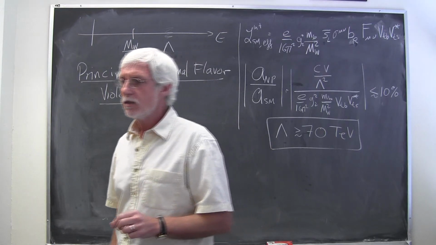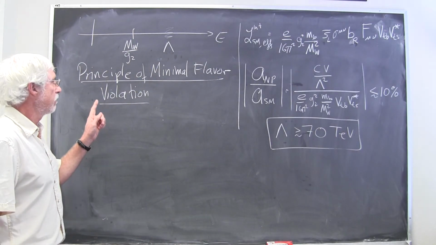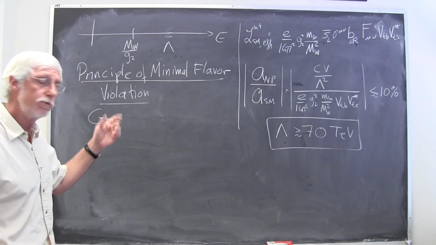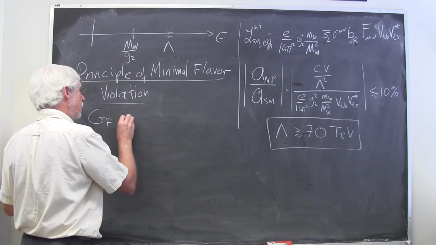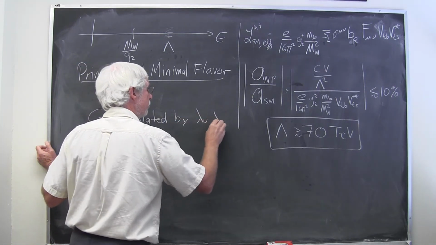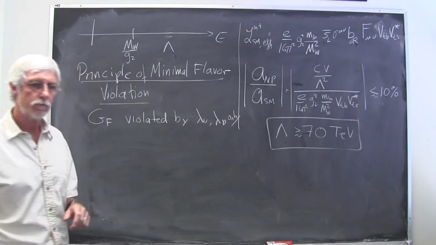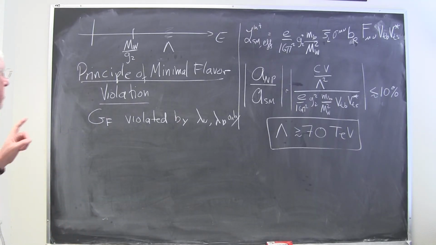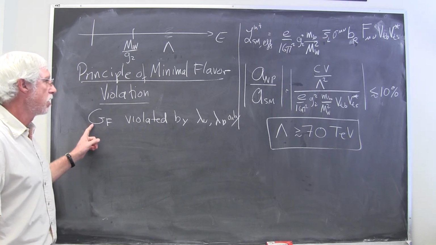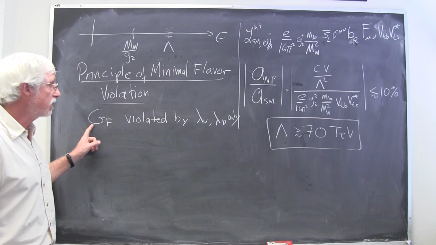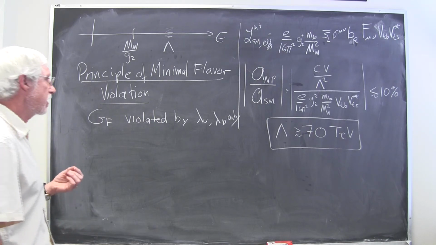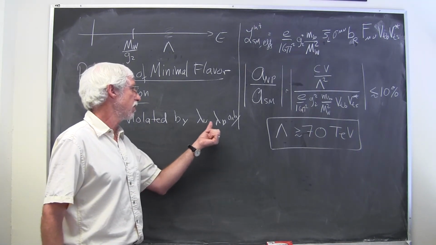And the idea is very straightforward. If you remember, in the standard model, our flavor symmetry, SU(3) cubed for the quarks, is violated by lambda u and lambda d only. So the idea is to insist that any new physics model respects flavor symmetry, but of course it cannot respect it exactly because we know it's already broken in the standard model. So we're going to say that the only thing that can break the symmetry is these parameters lambda u and lambda d.